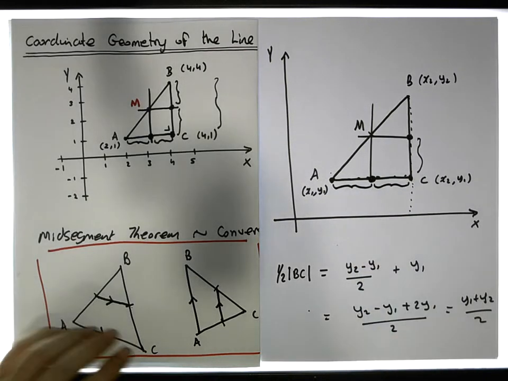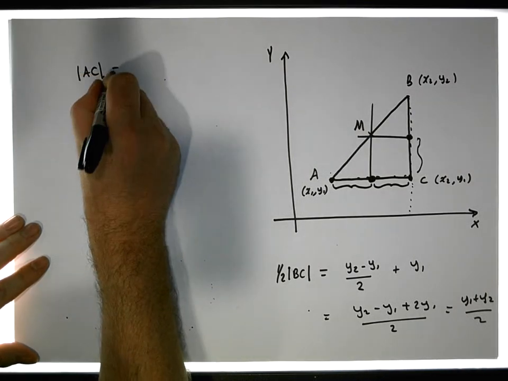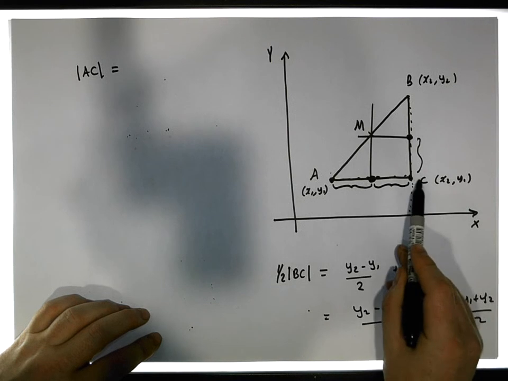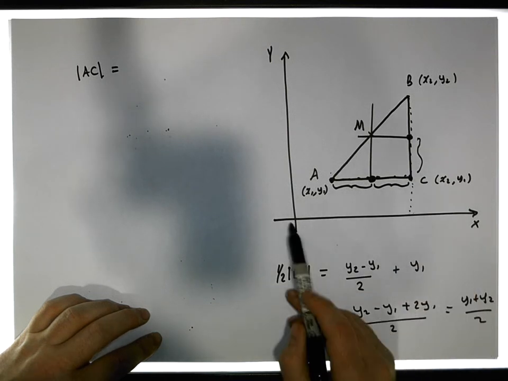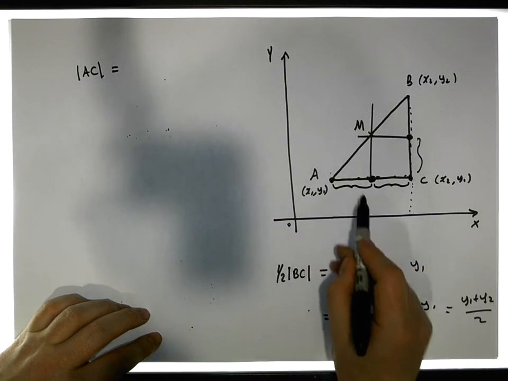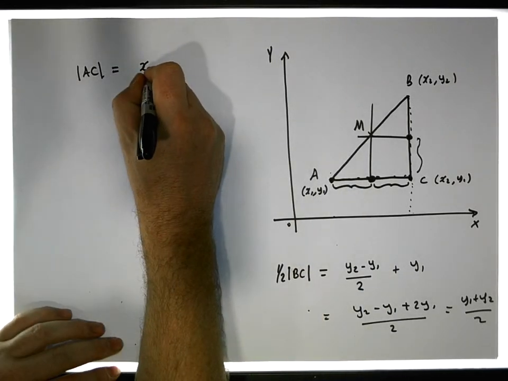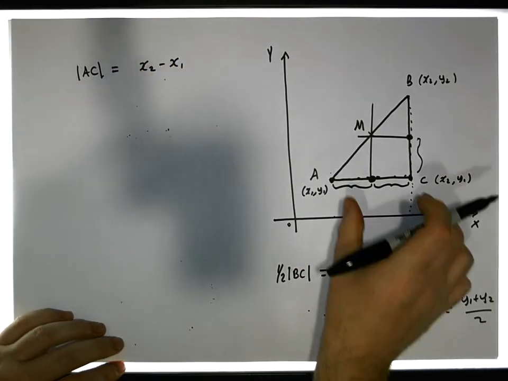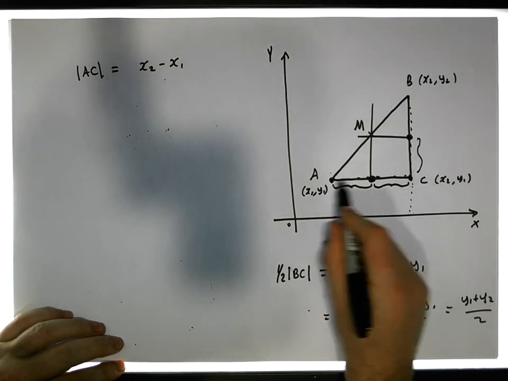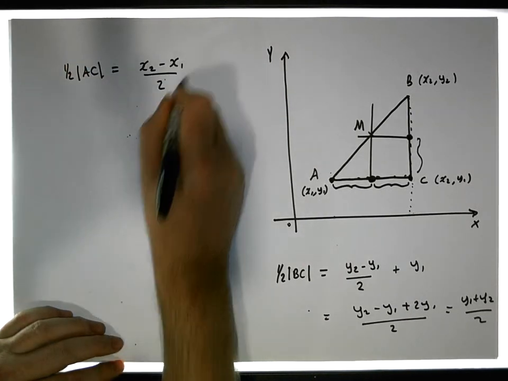Once again, the length AC is simply equal to the distance between here. Don't forget, C is x2 units away from the origin, and A is x1 units away from the origin. So this length AC is x2 minus x1. So the length of this particular segment, from here to the point of intersection, is half of AC, which is x2 minus x1 over 2.